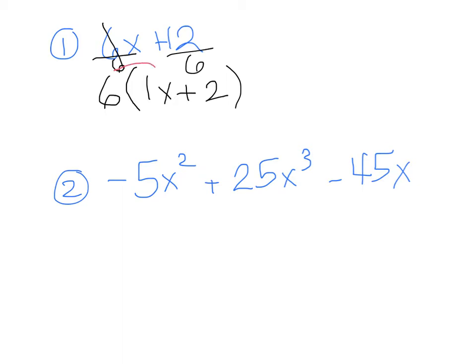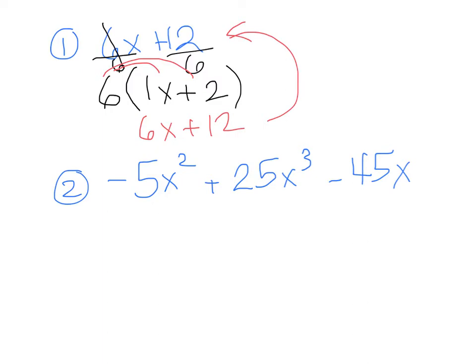So if I was going to distribute this back out, I have 6 times 1x, which would be 6x, and then 6 times 2 would be plus 12. So when you distribute it back in, you should get the same thing as your original answer. This is a good way to check your work, too, if you go back and distribute that through.